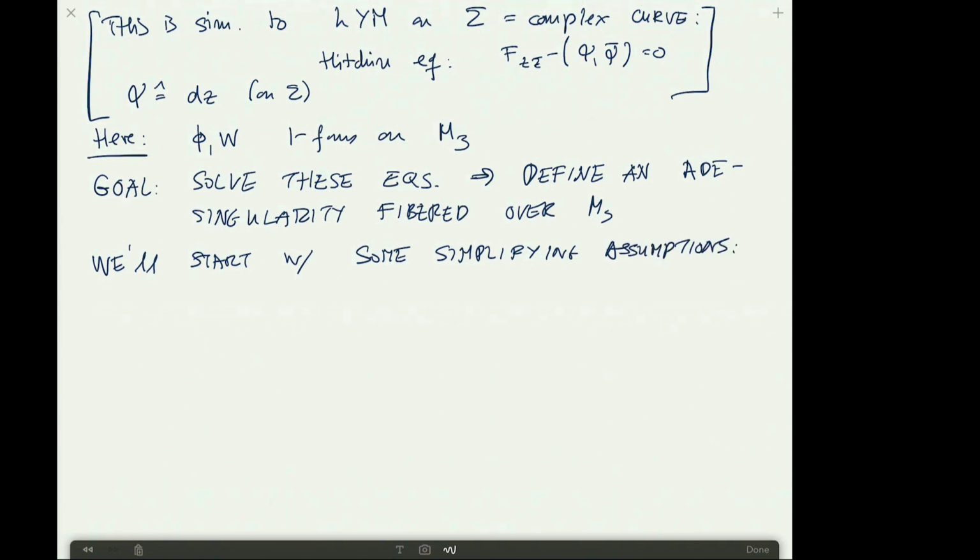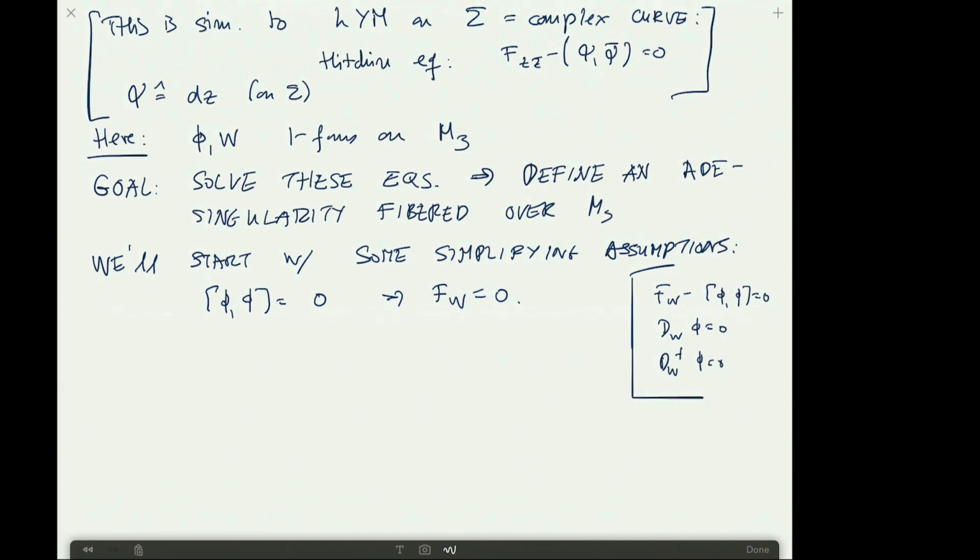Namely, let's assume that these phi's commute. Then this implies that Fw is equal to 0. Let me just write down again the equations here. The W phi is 0. These were the three equations we have to solve.